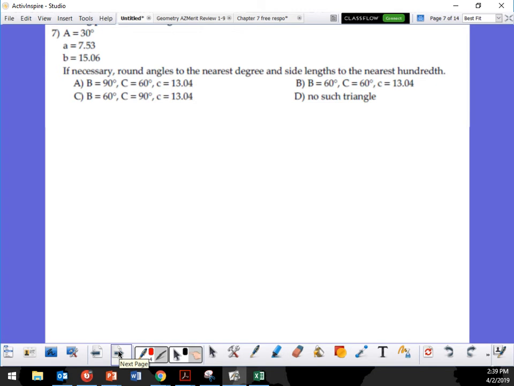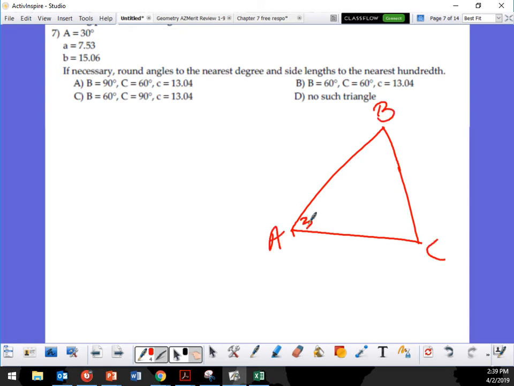Okay, right here it says, if necessary, round to the nearest degree, side lengths round to the nearest hundredth. So first step, draw the triangle. A, B, C, 30 degrees, 7.53. Little b is 15.06. Now, let's see. What type of triangle do we have right here?